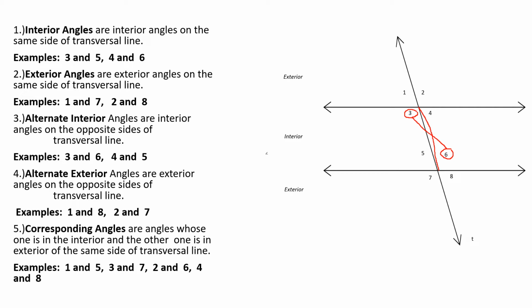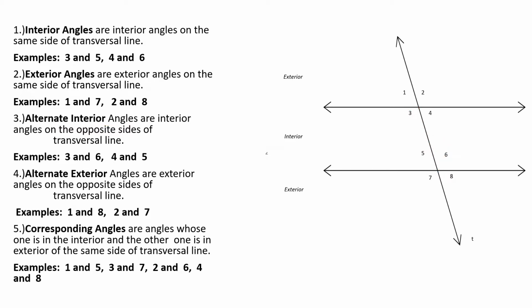And then the next example that we have here is angle 4 and angle 5. Angle 4 is on the right side of our transversal line, and on the left side is angle 5, which is also an interior angle. So that's why we have here alternate interior angles. We have angle 3 and angle 6, the first pair of alternate interior angles, and then angle 4 and angle 5.